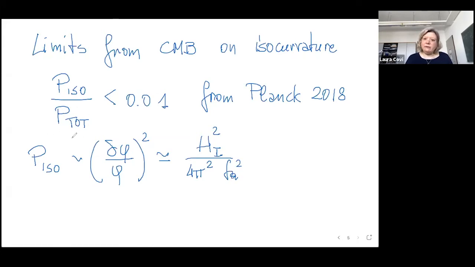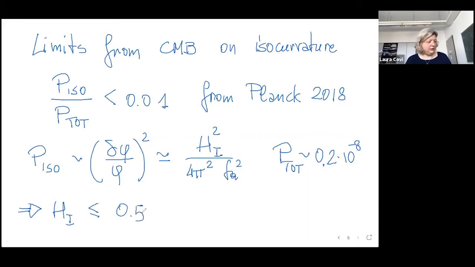For the total power spectrum, from the CMB on large scales, you have something like 2 times 10 to the minus 8. If you put these two together, you see that this quantity has to be less than the total, so you get a constraint on the Hubble parameter during inflation. I just give you the final result without doing the computation in detail: H has to be less than or equal to about 10 to the minus 5, with the 2 pi factor, times Fa.